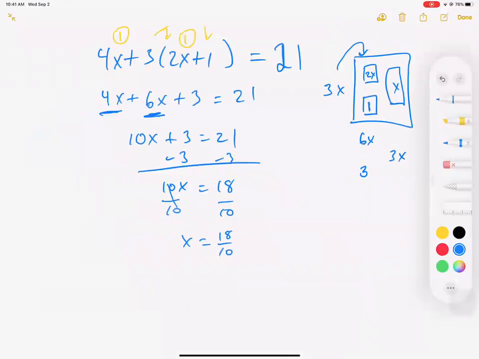18 over 10. Can we divide both 18 and 10 by a common number? Can we reduce that? 18 is 9 times 2, and 10 is 5 times 2. Hey, we can reduce them both by 2. That's 9 over 5.